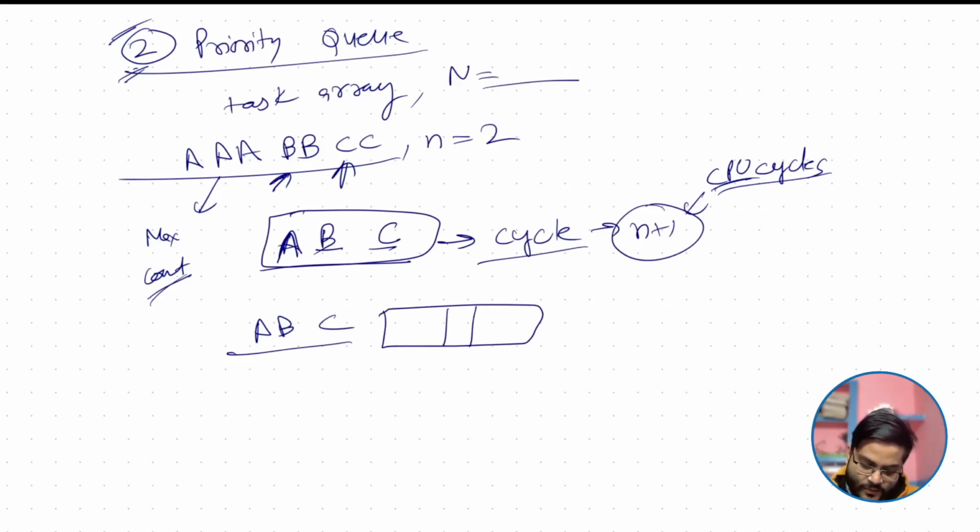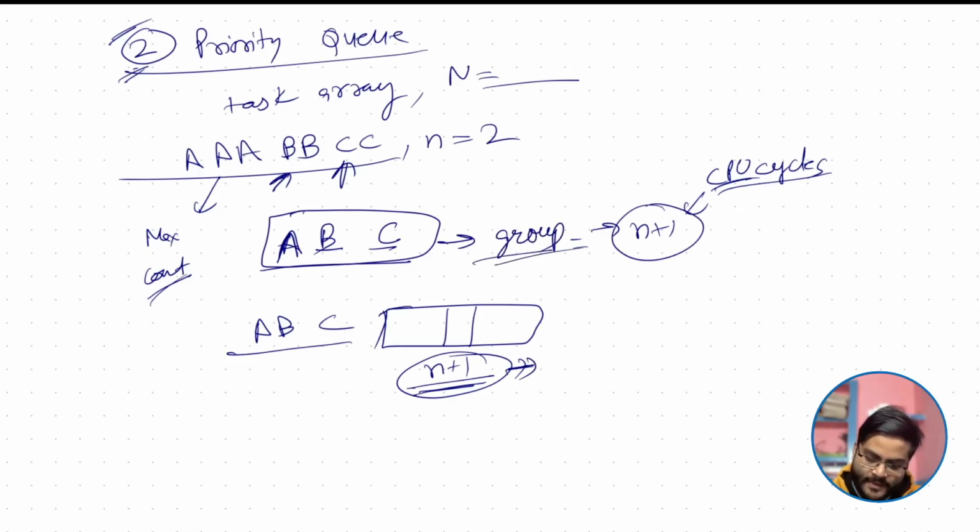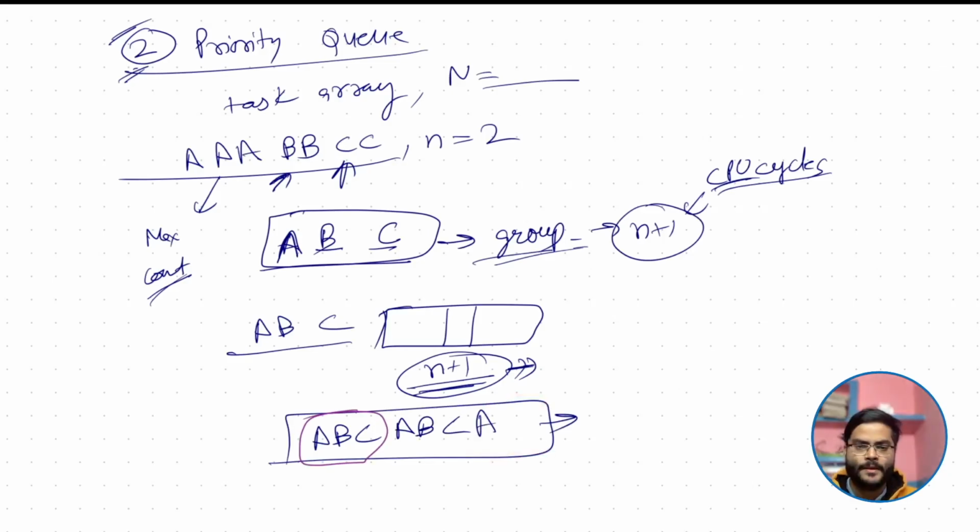Now what I will do, I'll take another cycle of n plus 1 time, right? Because in n plus 1 time only I can complete this. So that will be our group. Okay, it's a group of n plus 1 cycles. So what I will do, ABC, then ABC, then only A is there. So we have one group, one group, one group.